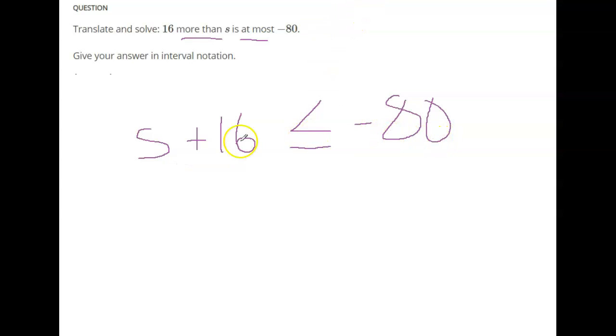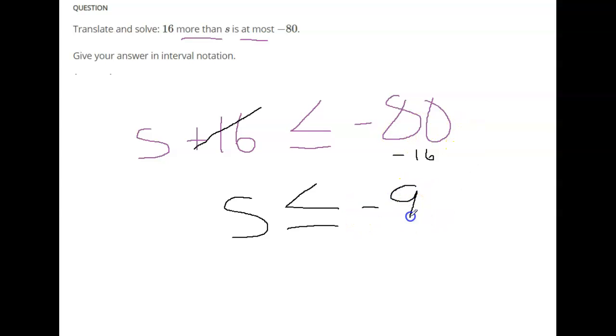To solve this, we want to subtract the 16 from both sides. So subtracting 16 over here leaves you with just the s. The sign stays the same because we haven't multiplied or divided by a negative. And we're subtracting 16 over here as well. So we already have -80 and we're minusing 16 more. That'll give us a total of -96. So our solution s is less than or equal to -96.